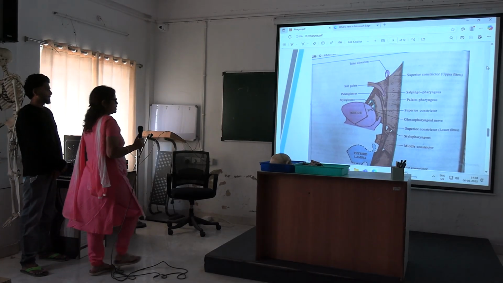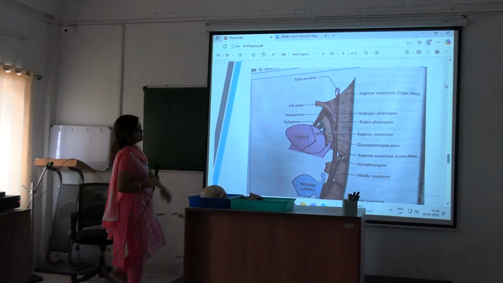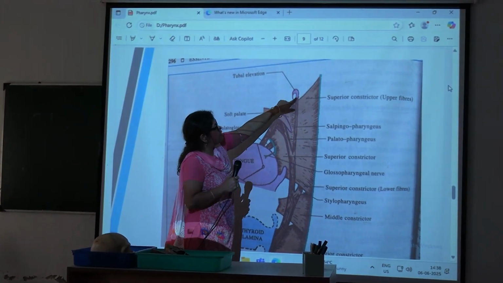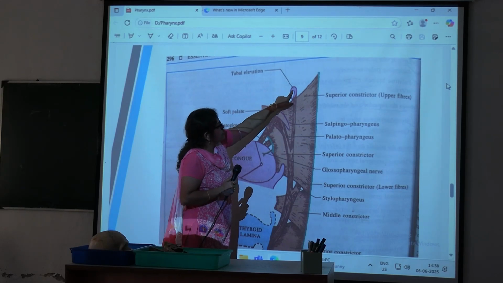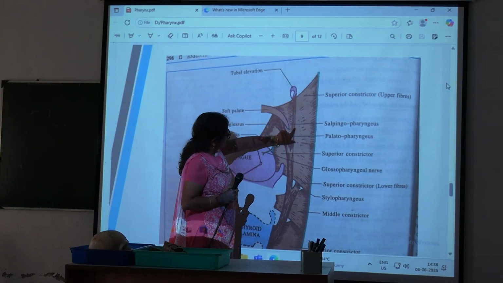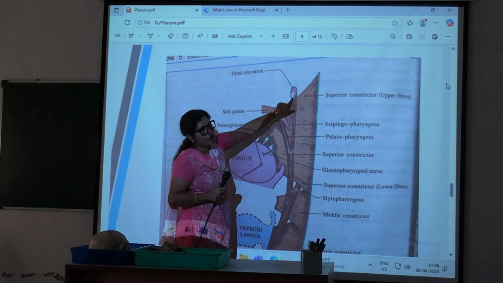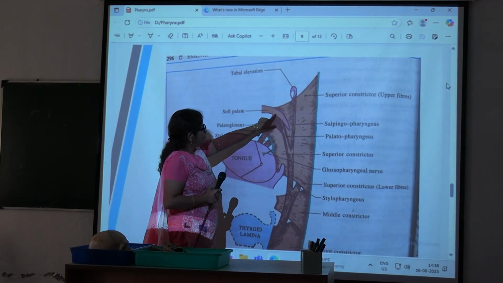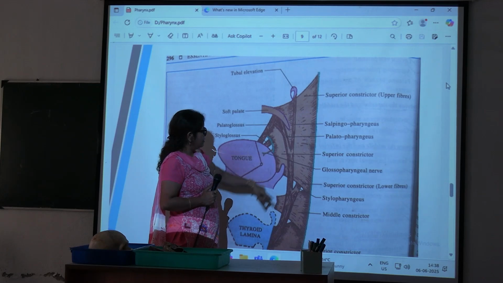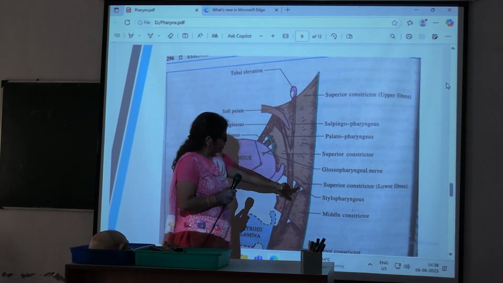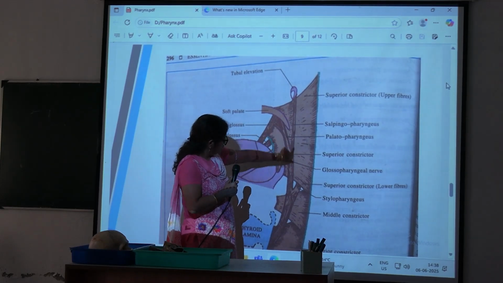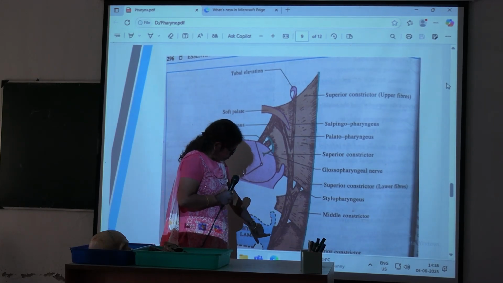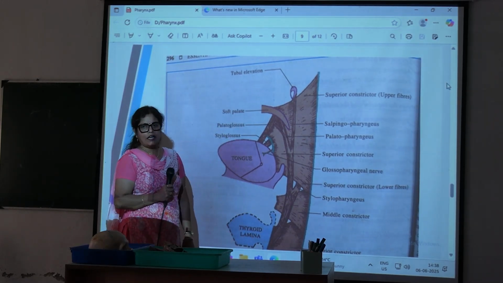So now you can see the whole longitudinal section of the pharynx. This is the oropharyngeal part. There is a tubal elevation and then the tubal opening. This is the salpingopharyngeus muscle coming from the tube, and from the palate this is the palatopharyngeus muscle, and this is the stylopharyngeus muscle. These three join together to form a conjoint tendon, which is inserted into the posterior lamina of the thyroid cartilage.